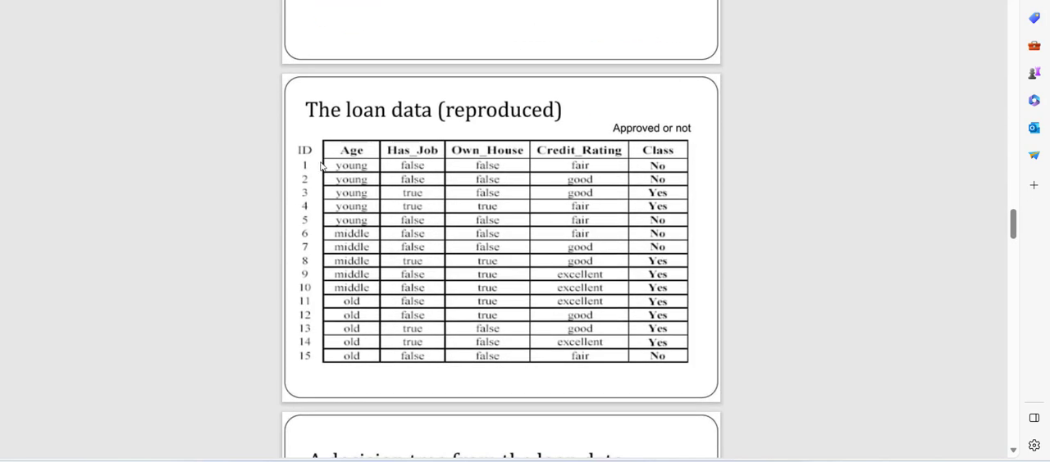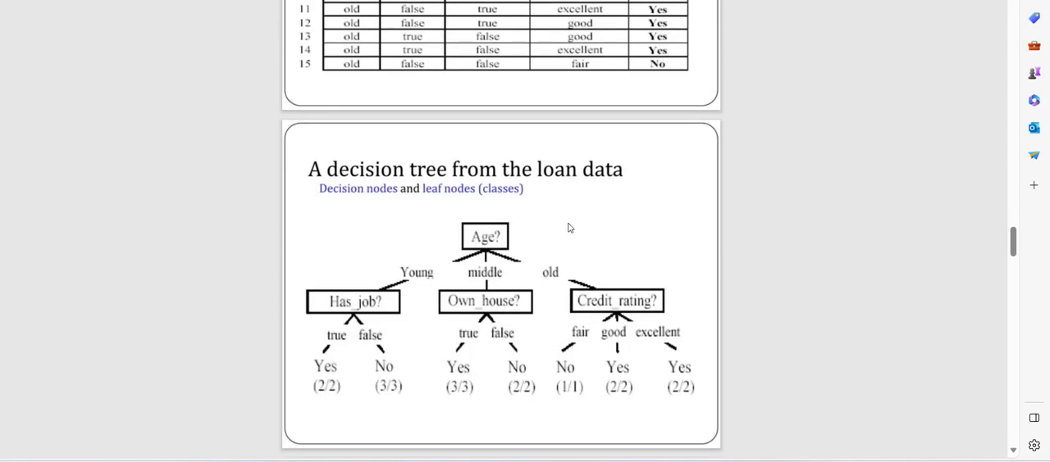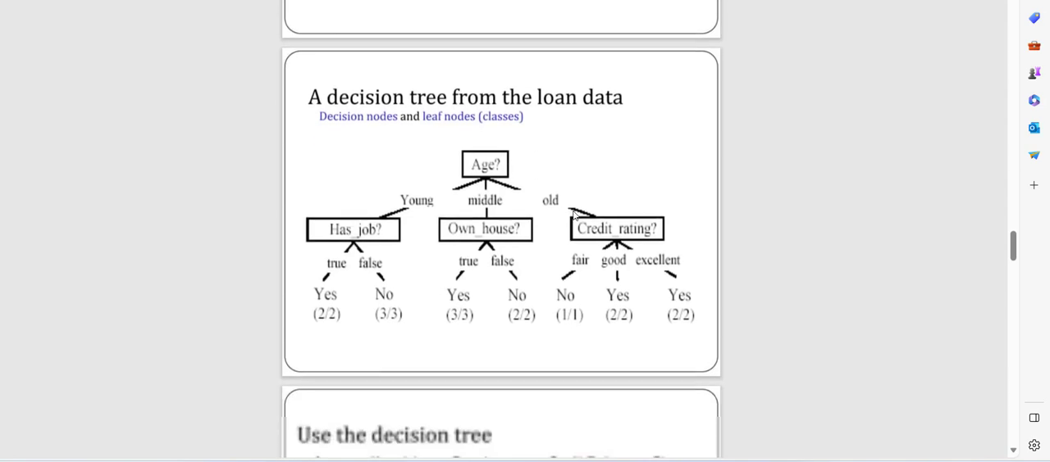As we have discussed before, we have 15 samples in this data set. We have four features, which are age, has job, own house, and credit rating. And we have the final label, which is the class. In class we have two labels, approved or not approved. No means not approved, and yes means approved.